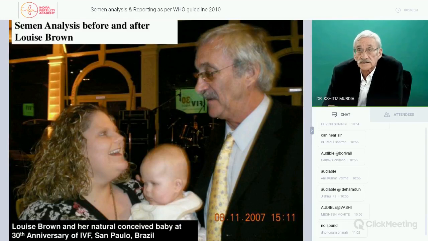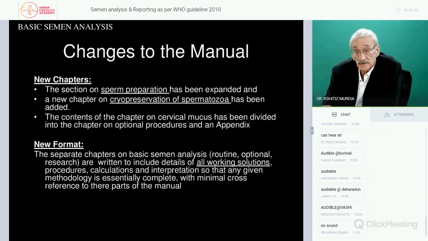I want to just start off with this. The changes in the new manual were basically based on sperm preparation methods and cryopreservation procedure. And the new format also includes all the different working solutions in detail, how the protocol for each of these solutions that we use in our andrology laboratories are defined in detail. That's basically the changes in the manual.